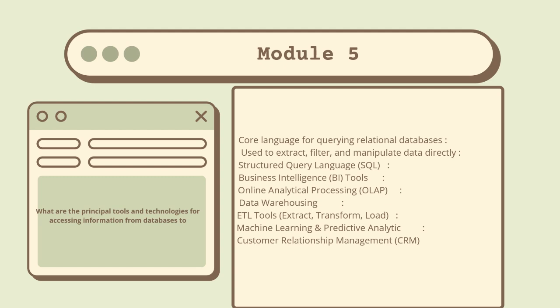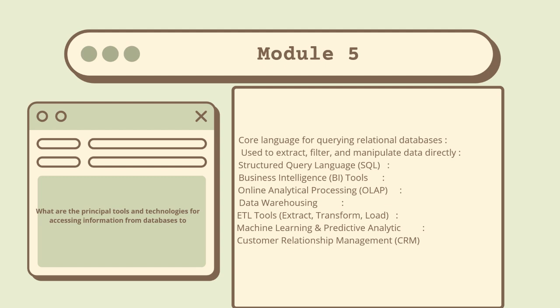What are the principal tools and technology for accessing information from a database? The principal tools and technology for accessing information from a database to improve business performance and decision making fall under the broad area of business intelligence (BI) and data analysis. Here are the most important ones.